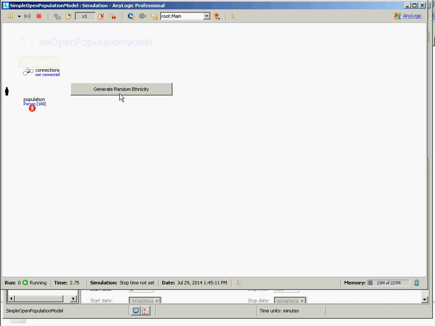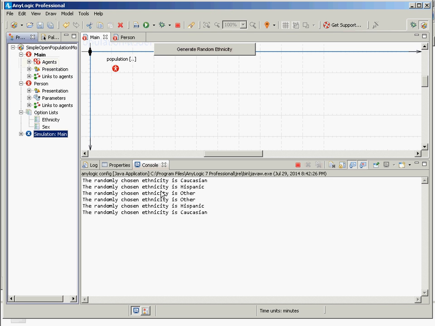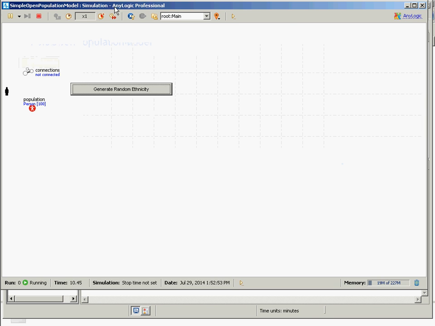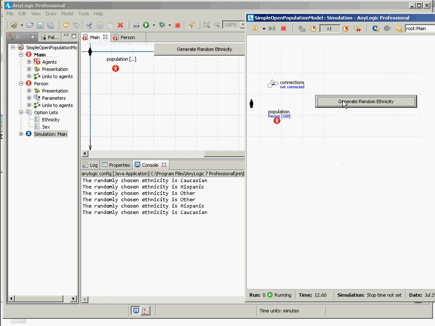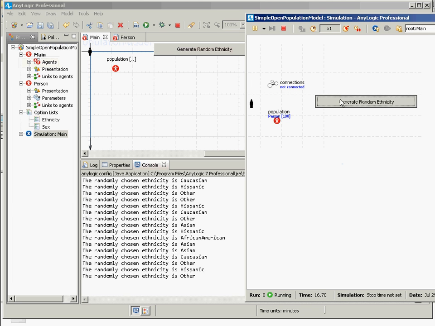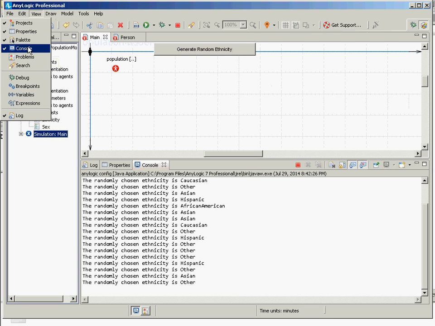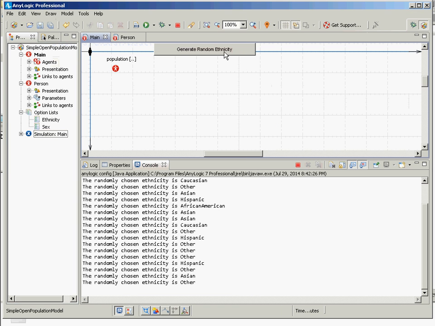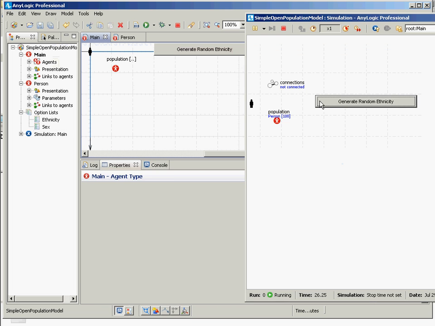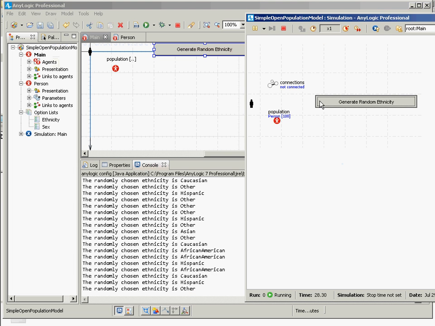I'm going to say print this. You'll notice something's going on in the background. If we switch back here, every time I press the button, I'll drag it over here so you can see. See this going on there? It's printing to what's called the console. If you can't see the console, you can do view console here. This is the button here. Every time, it's generating a random ethnicity.